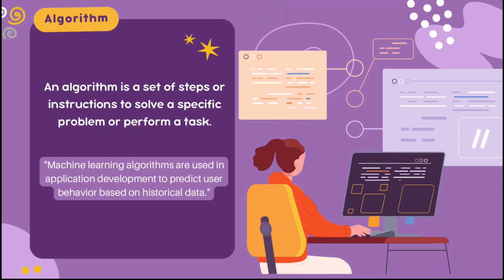Algorithm. An algorithm is a set of steps or instructions to solve a specific problem or perform a task. Example. Machine learning algorithms are used in application development to predict user behavior based on historical data.